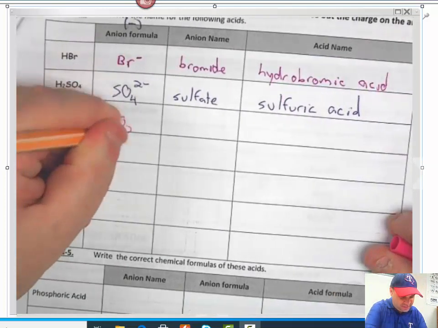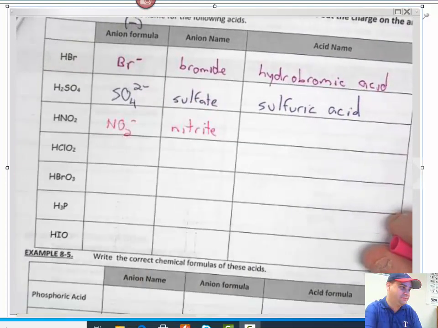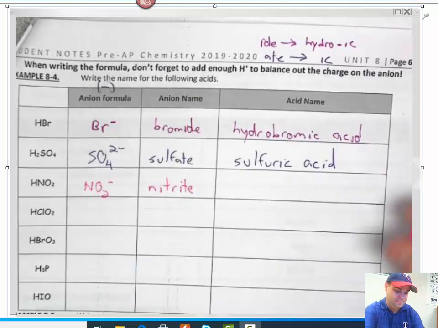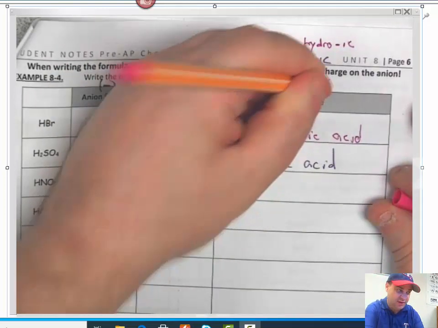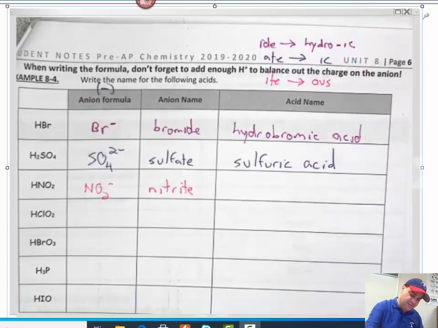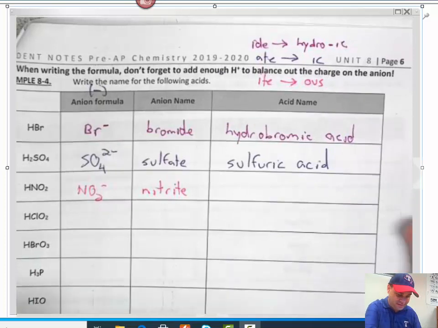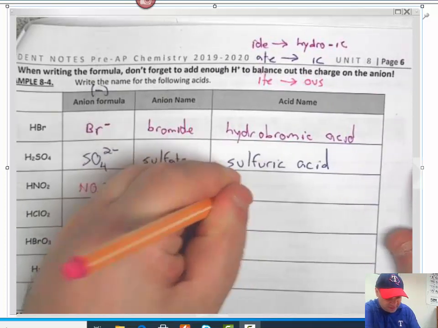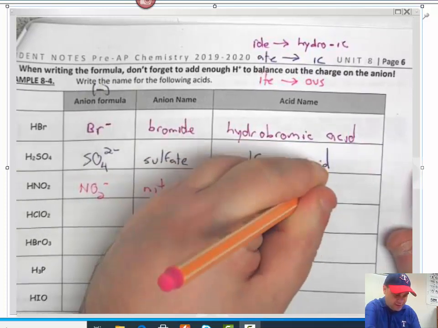NO2 minus is nitrite, I-T-E. Ite goes to ous. I guess you couldn't see that before. Now you can see that where I was writing up here. I wrote ide goes to hydro-ic, ate goes to ic, and ite goes to ous. So this would be nitrous acid.